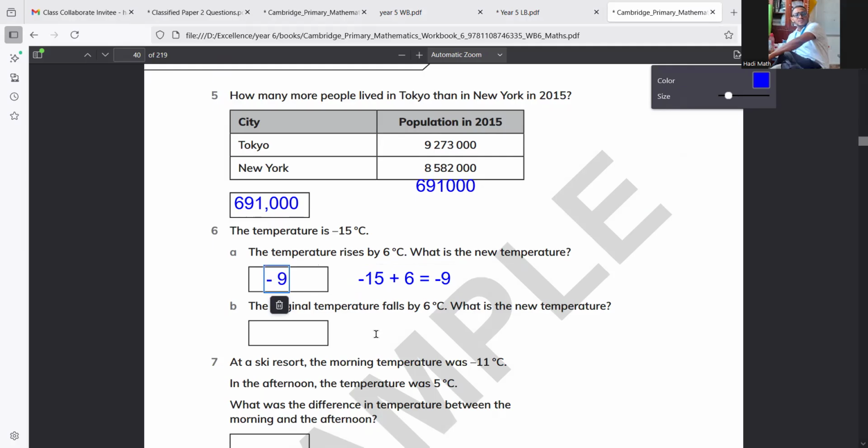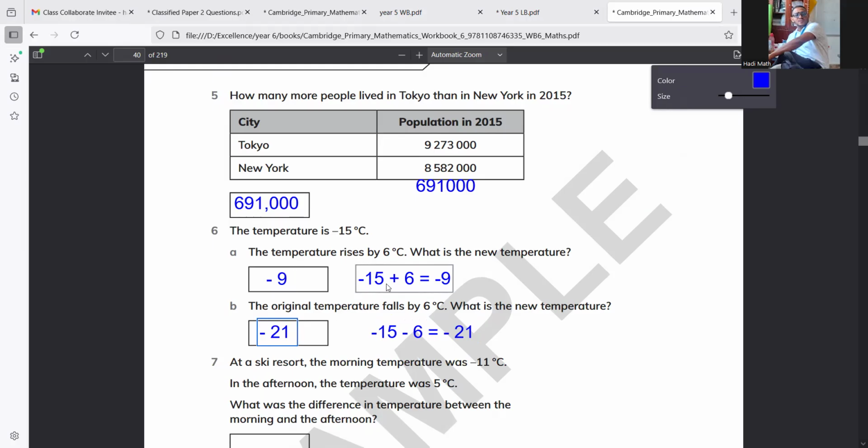Look at question number 2. We say the original temperature falls by 6. So the original temperature is negative 15. When it falls by 6, that means you subtract 6, and that's equal to negative 21. So the answer should be negative 21. Why did I say negative 9 here and negative 21 here?